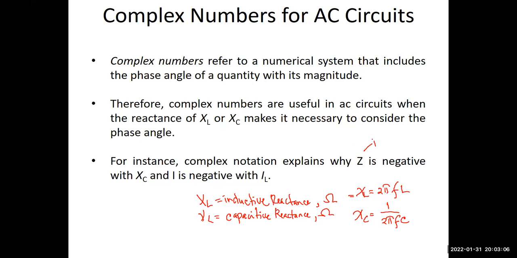So Z is what we call the impedance. Impedance is similar to the resistance in DC. Okay? So impedance siya pagka AC ang pinag-uusapan natin. Resistance siya pagka DC ang pinag-uusapan natin.